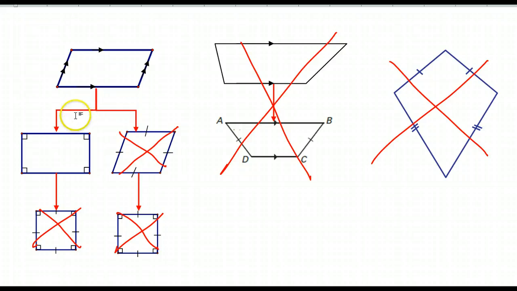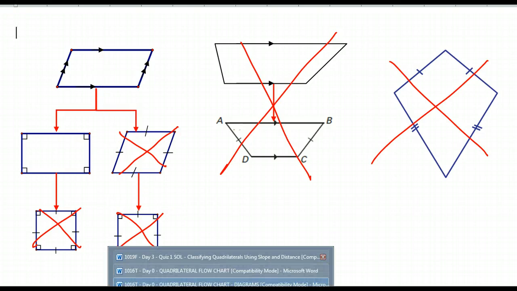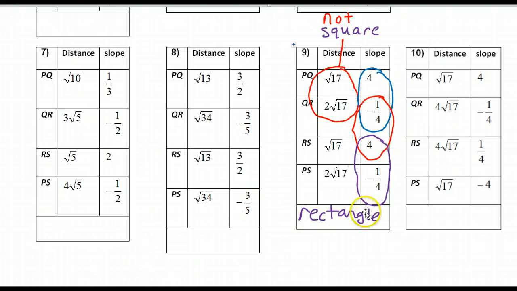Okay, so here I'm already at rectangle, so I have to say why I'm not going down further to square. I don't need to say why I didn't go sideways over here. Anyway, it's a rectangle. That's the bottom line. If you just put parallelogram, you lost points. Okay, last one. Number 10.